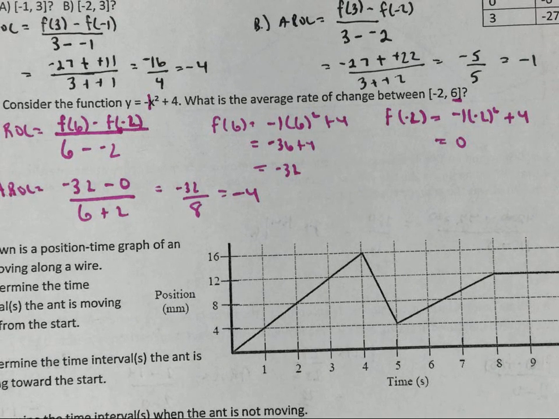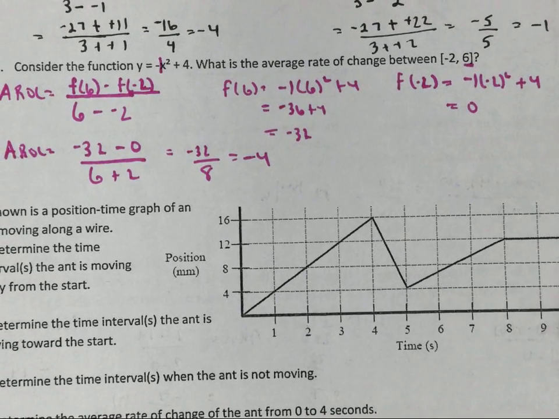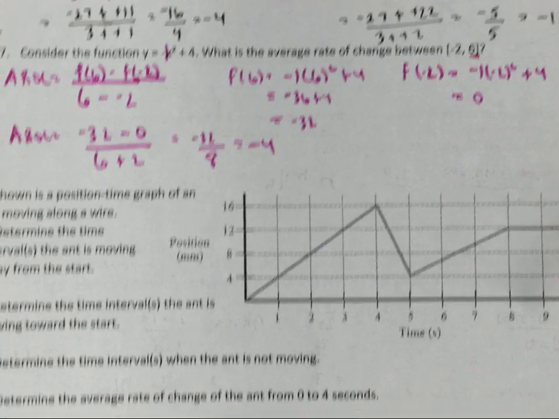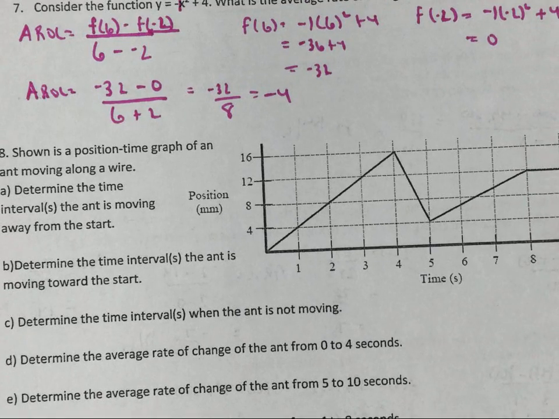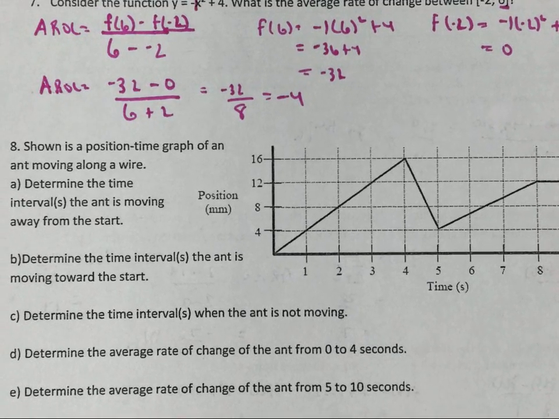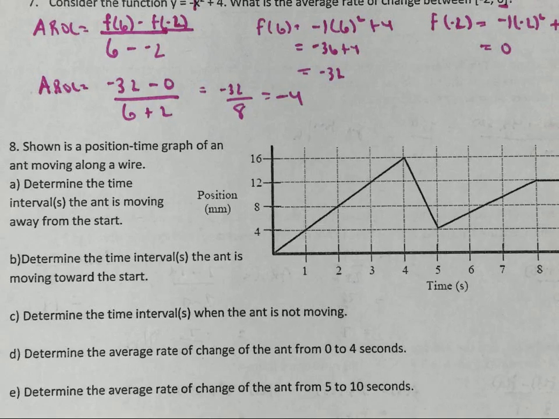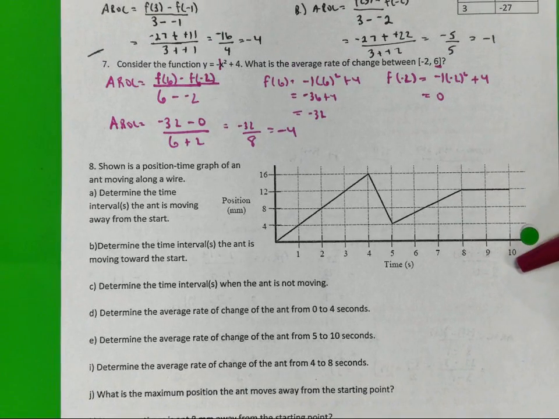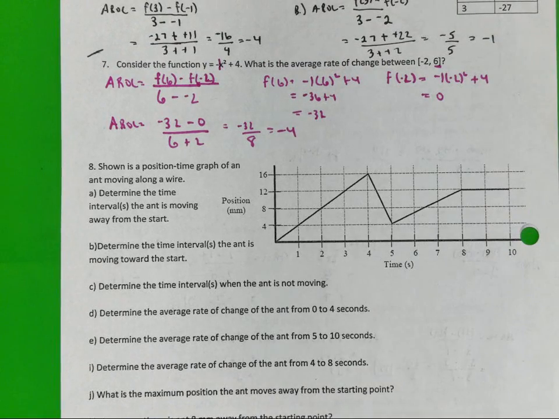Alright, what we're going to talk about today is position time graphs, and we're just dealing with average rate of change, okay? But you've got to know this. You see these in science, especially physics. You see these in physics? Okay, let me zoom out just a little bit so you can see this whole graph. First thing I tell you to do, guys, is to read it and be able to understand what's going on in the graph.